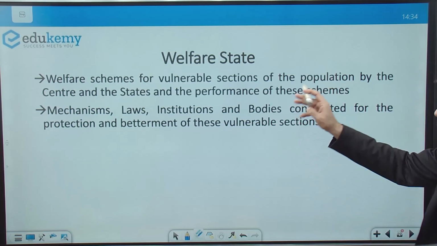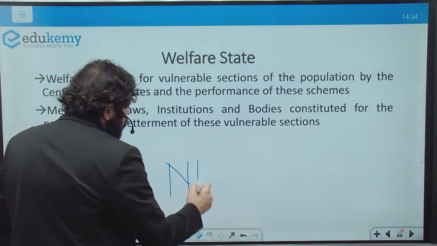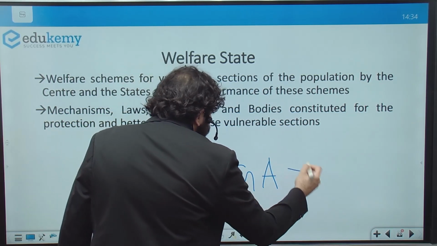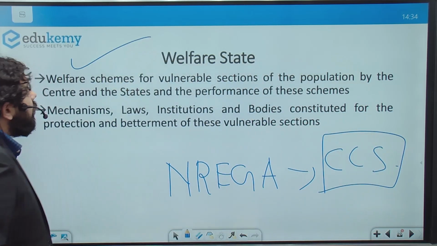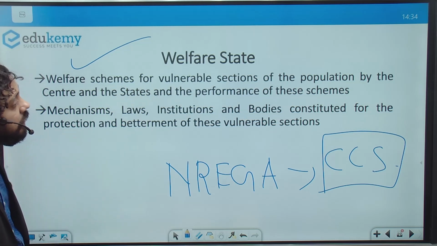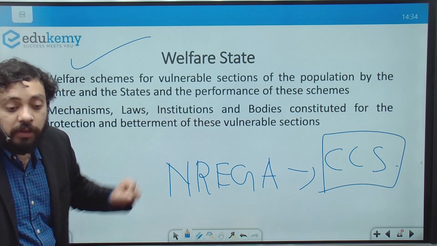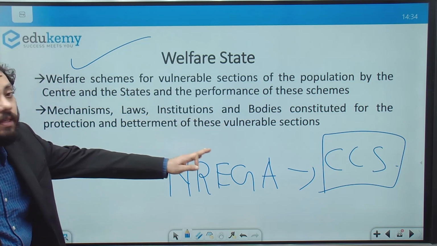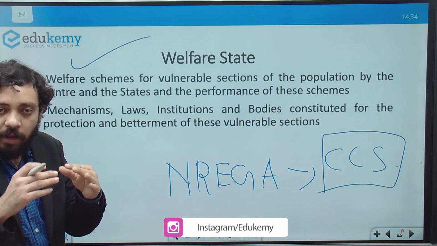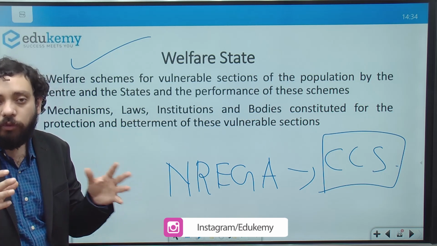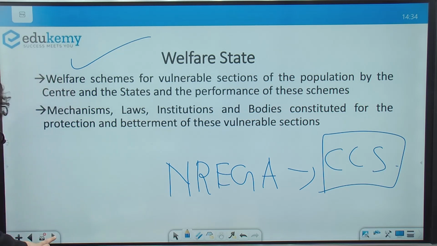After that, you have the concept of the welfare state. It's an increasingly important concept. For instance, if you have a question on NREGA or a centrally sponsored scheme, all of these come under welfare schemes for the vulnerable sections of the population by the center and the states, and the performance of these schemes and mechanisms, laws, institutions, and bodies constituted for the protection and betterment of these vulnerable sections, right? So this is basically the idea of the welfare state, which makes sure that no vulnerable person lives without food, shelter, clothing, and the basic amenities of sustaining a life. So this is the part where we will discuss the welfare state.